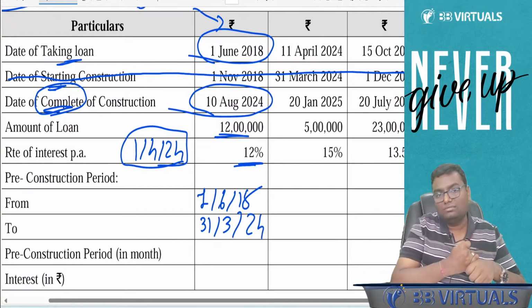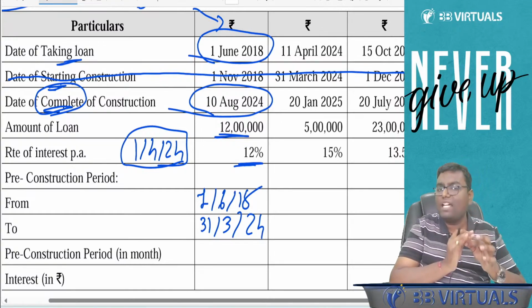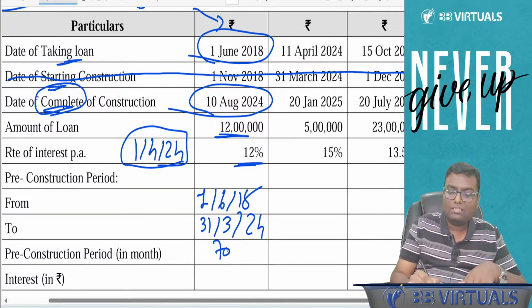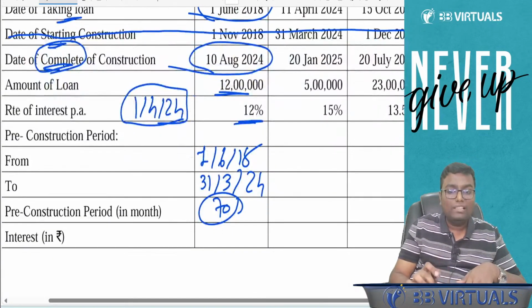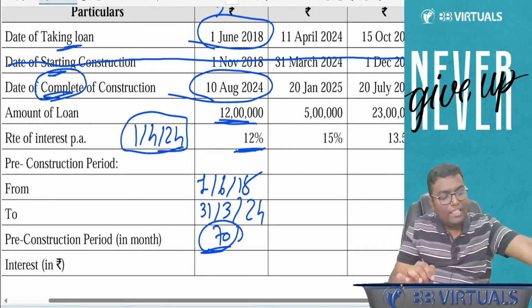How many months? Can I say 18-19 is 10 months. Then 19-20, 20-21, 21-22, 22-23, 23-24. Total 5 years, 60 months, plus the earlier 10 months. Total 70 months. What will be the total interest of these 70 months? 12 lakh into 12% into 70 divided by 12.